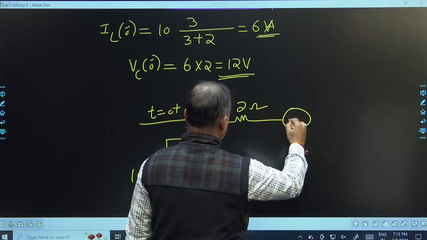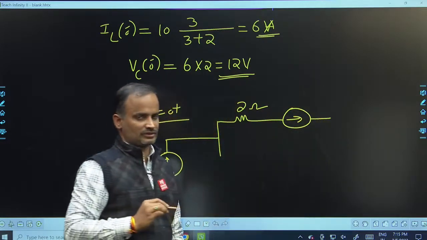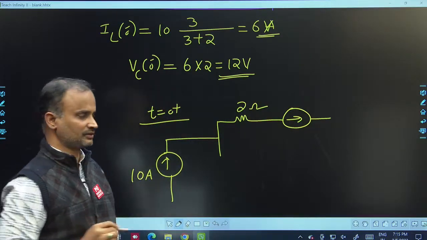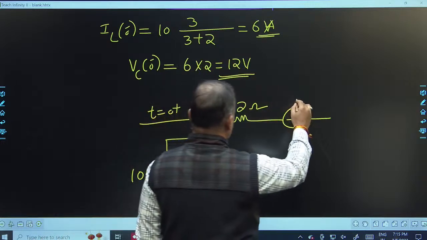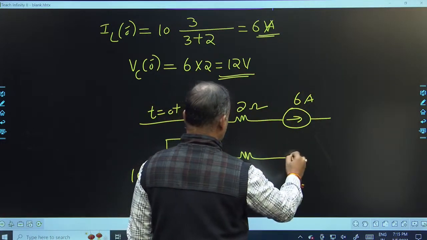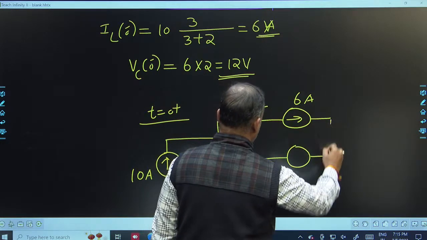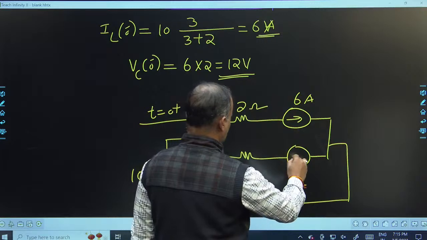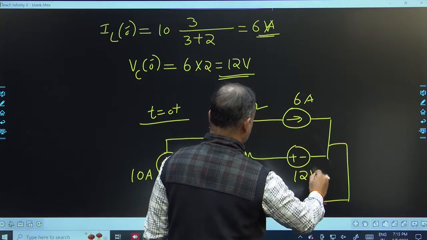Now the inductor has the initial current. When an inductor has an initial current, it can be replaced by a current source, because an inductor does not allow a sudden change of current. We already concluded the initial current is 6 amperes. Now the capacitor has the initial voltage. From the calculation, the initial voltage is 12 volts.